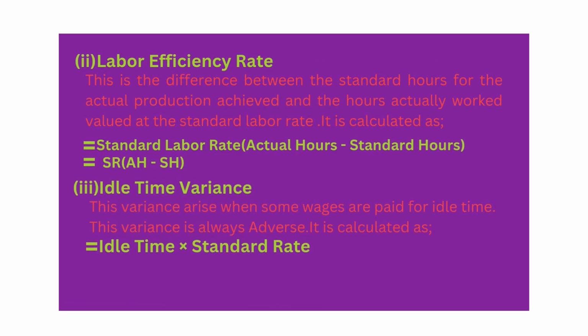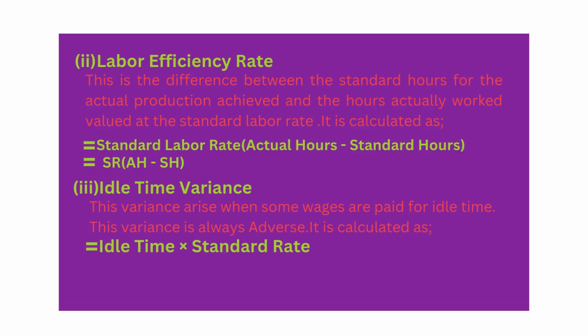The second type of labor cost variance is the labor efficiency variance. This is the difference between the standard hours for the actual production achieved and the actual hours worked, valued at the standard labor rate. It is calculated as standard rate multiplied by actual hours minus standard hours.